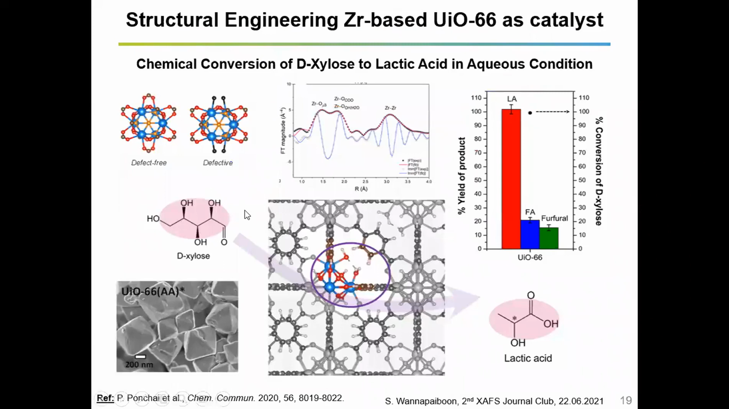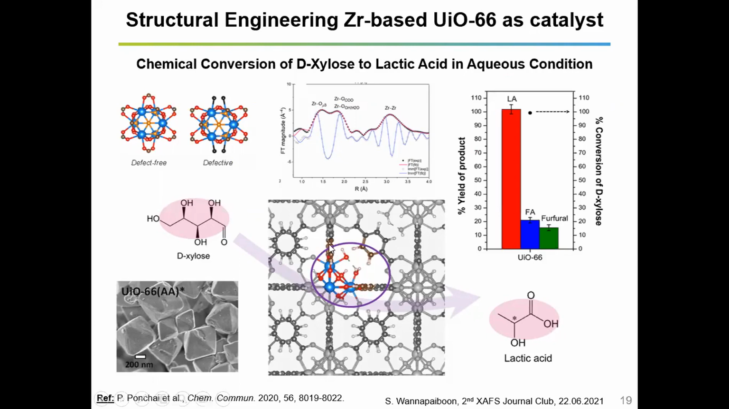And the last but not least example is that we also use the same UiO-66 material, but in this case we try to get defect structures by adding various amounts of modulator, producing free coordinatively unsaturated sites of zirconium and free hydroxyl groups inside the defective structures, compared with the parent defect-free structure here. In this case, it can act as the active node for the catalytic conversion of D-xylose sugar into lactic acid products at the end.